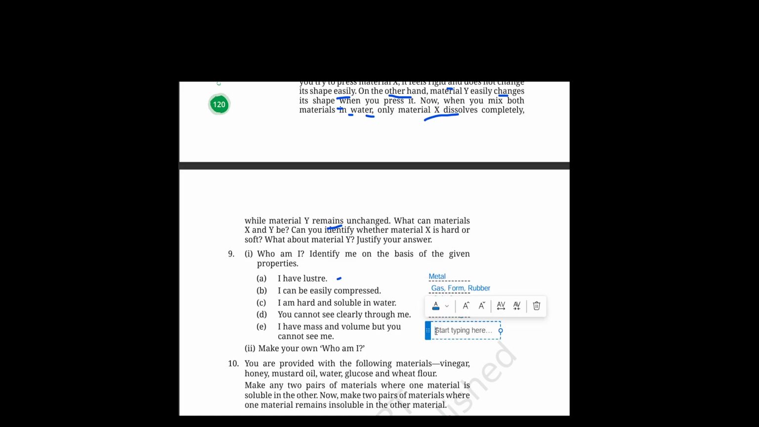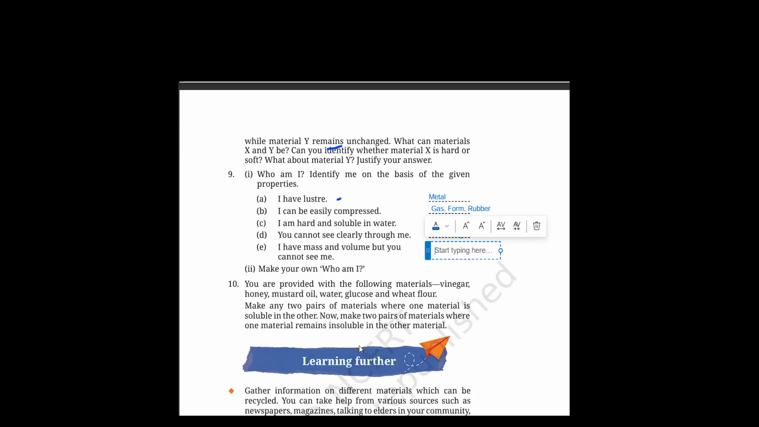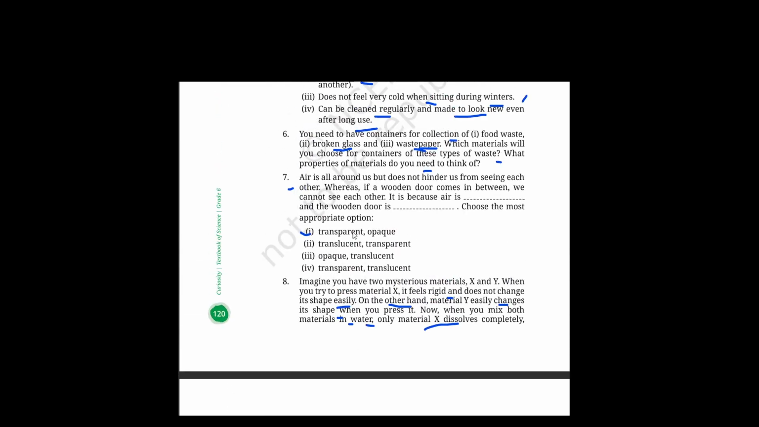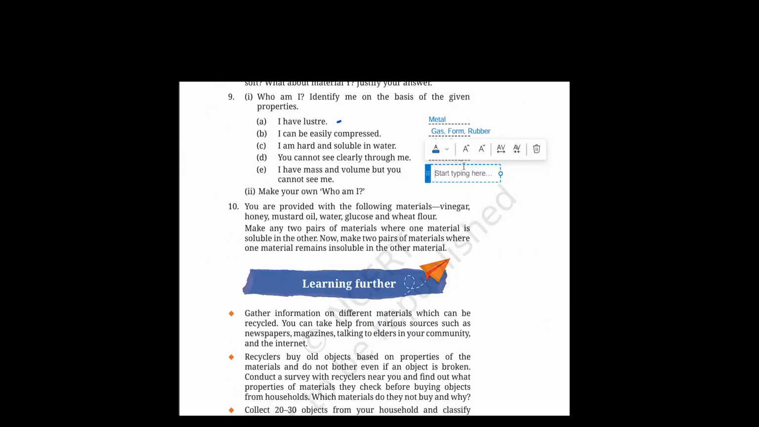Next is I have mass and volume but you cannot see me. So what has mass and volume but you cannot see that? We had read it in question number 7. Air is all around us but it does not hinder us from seeing each other. So the answer is air. We cannot see air, while it has mass and it has volume.